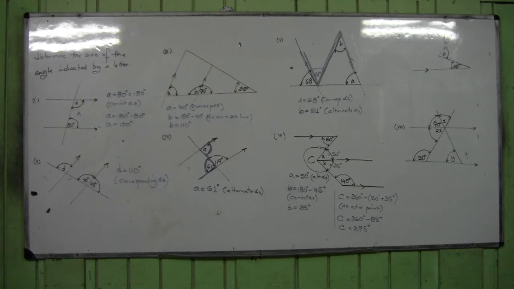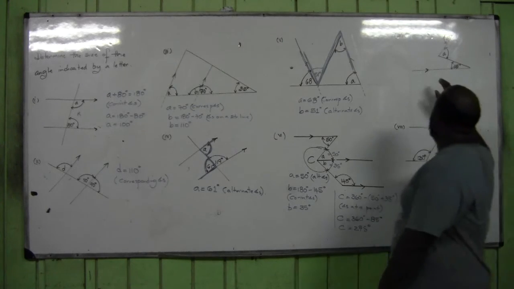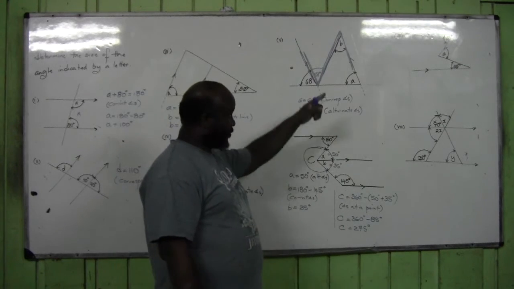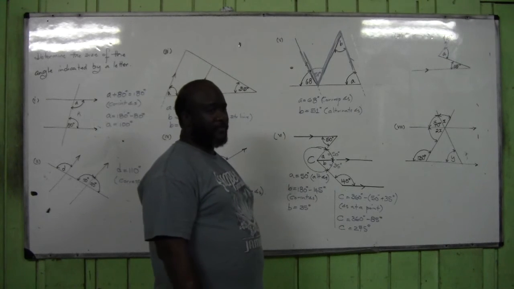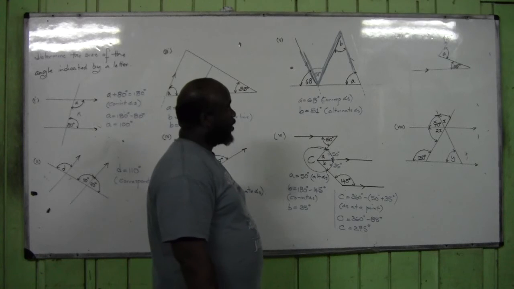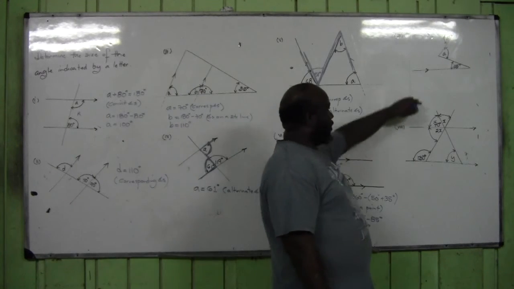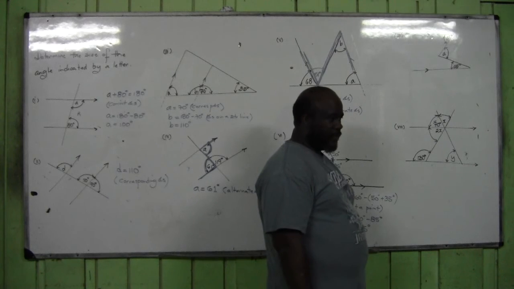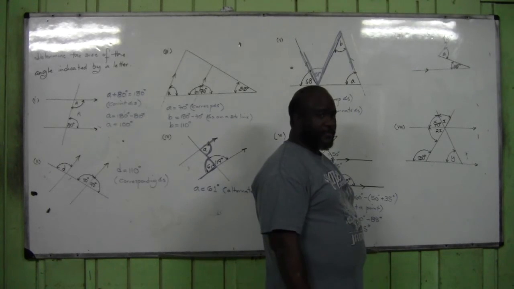Alright, let's finish this. Alright, this is a problem. That's the problem. Now, so you know what kind of angle that is. Question, do you see a transversal? No, sir. There are no transversals.